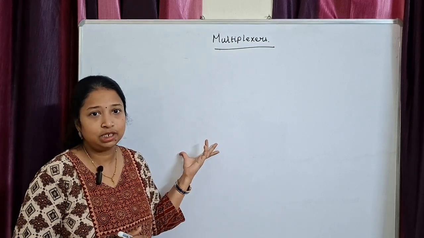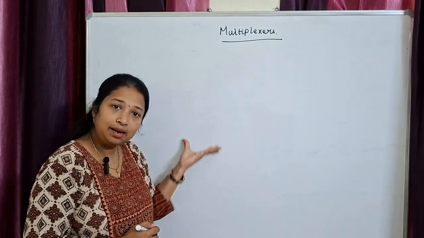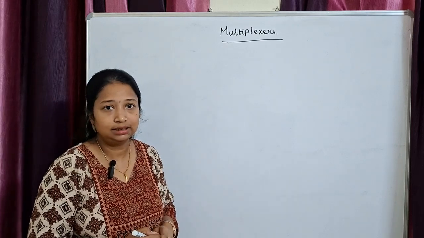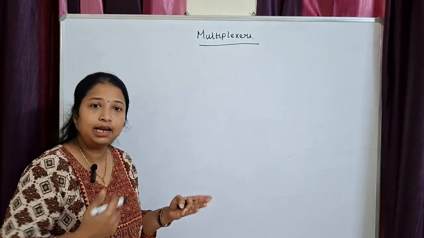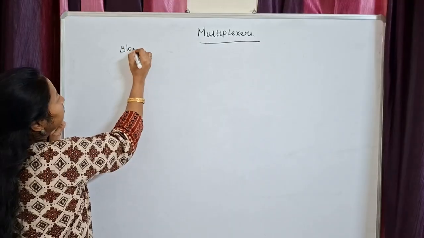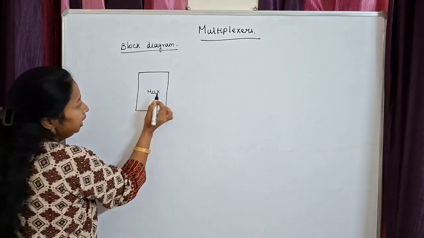Why is it called specially designed? This circuit can handle multiple inputs at a time. It can handle multiple inputs and then route them to a single output based on the control lines. I'll give you the block diagram first and then I'll explain with an example so that it will be easy for you to relate. Clear? Multiplexer can also be named as MUX.